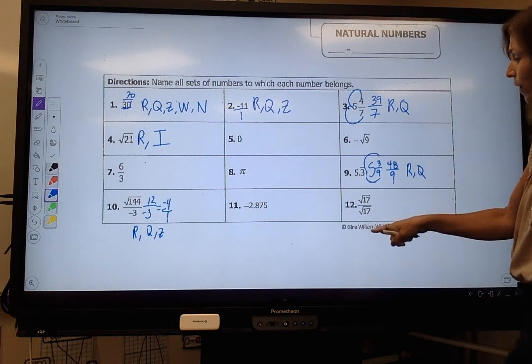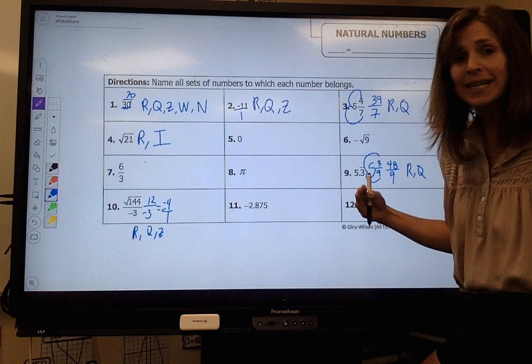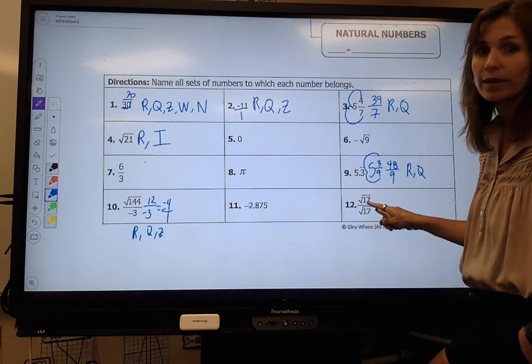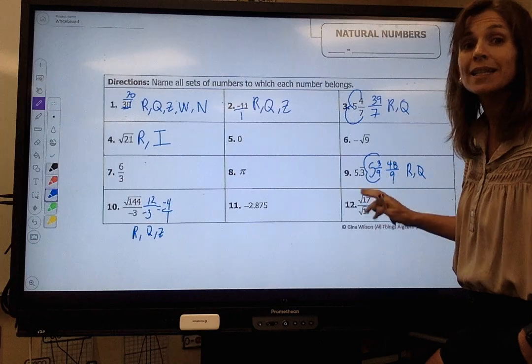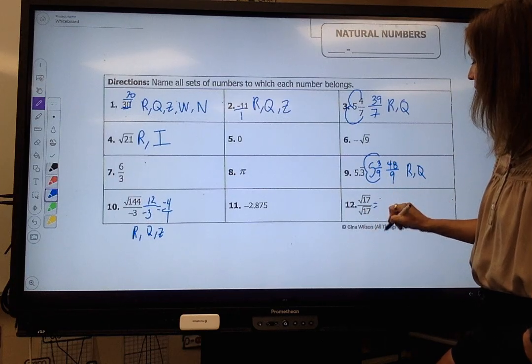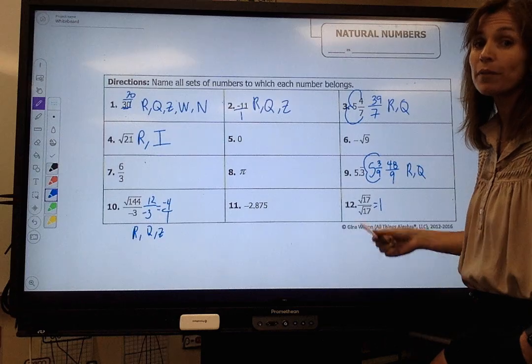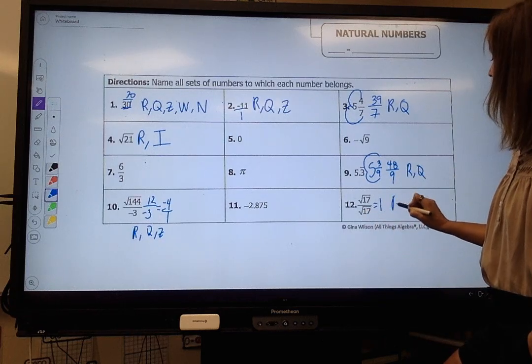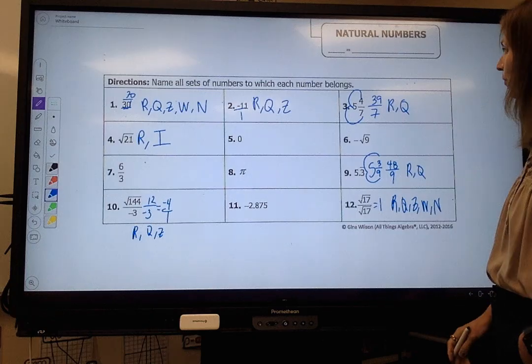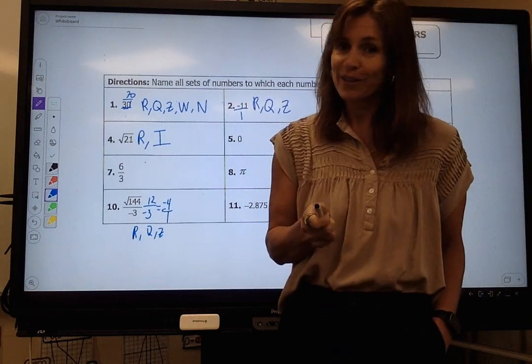Now, look over here. Anything divided by itself is 1. So just because you look at this and say, oh, you can't take the square root of 17, this is a division property. So when you divide anything by itself, it's 1. So when you simplify, be careful. So it's real, it's rational, it's an integer, it's a whole number, and it's natural. All right, so there is your real number system.